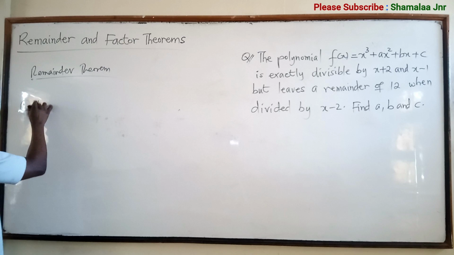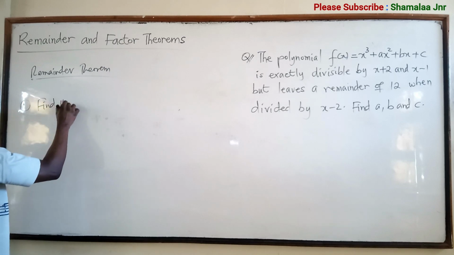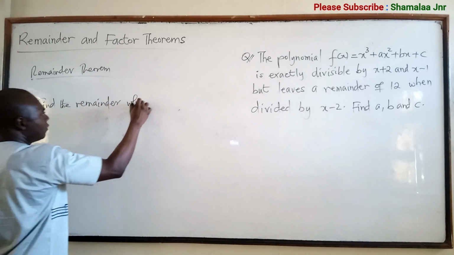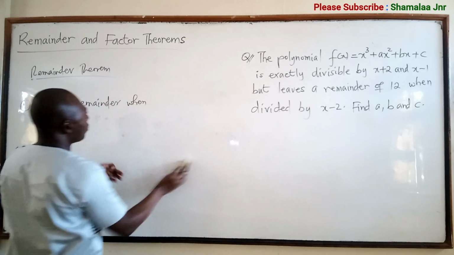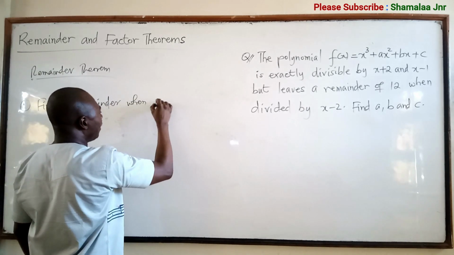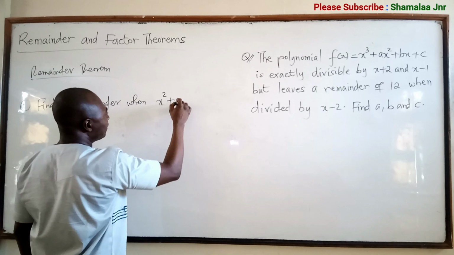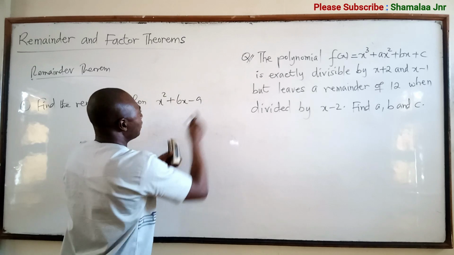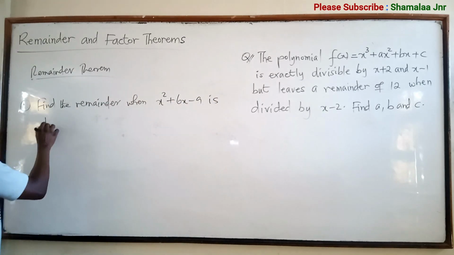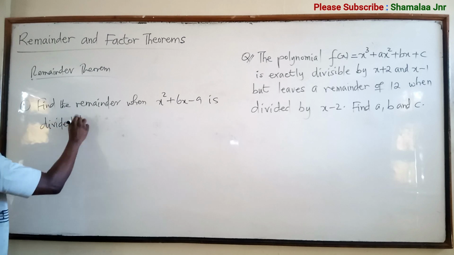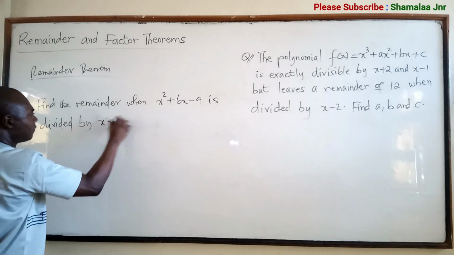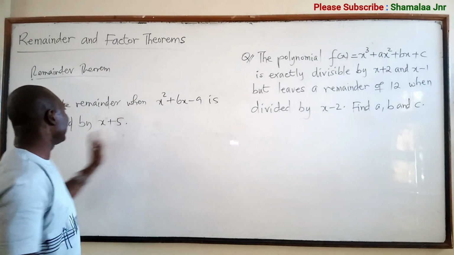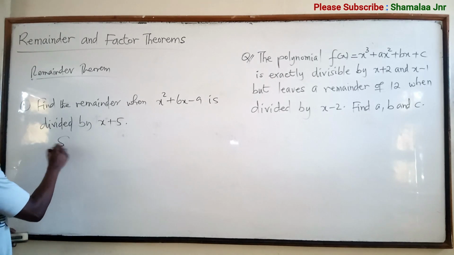They can give you something like this: find the remainder when x squared plus 6x minus 9 is divided by x plus 5. Find the remainder when this is divided by x plus 5. So, solution.